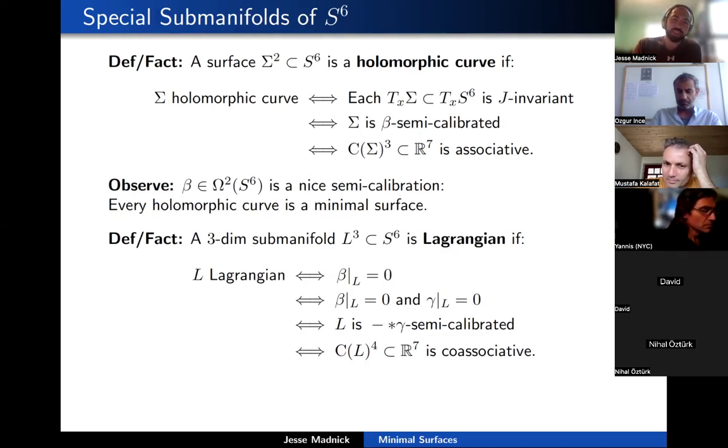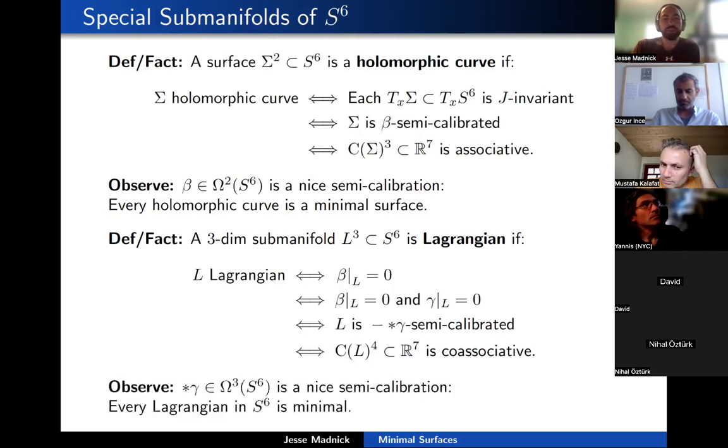And that turns out to be equivalent to requiring that L is semi-calibrated by the negative of the Hodge star of gamma, and that's equivalent to requiring that the cone be co-associative. So the upshot is that the Hodge star of gamma is in fact a nice semi-calibration again. And so Lagrangians in S6 are automatically minimal, right? This is sort of in stark contrast with how Lagrangians work in a Kähler manifold, for example, right? Lagrangians in Kähler manifolds need not be minimal. This is sort of a funny feature of nearly Kähler manifolds.